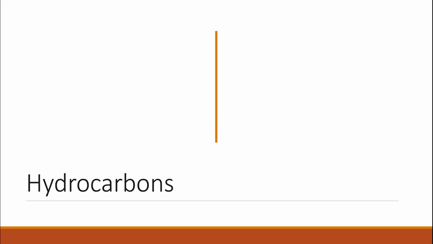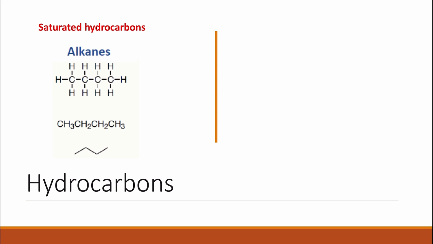The main homologous series we're going to learn about are hydrocarbons, and they include saturated hydrocarbons represented by alkanes. They are called saturated because they don't have any double bond between the carbon atoms. They only have single covalent bonding.